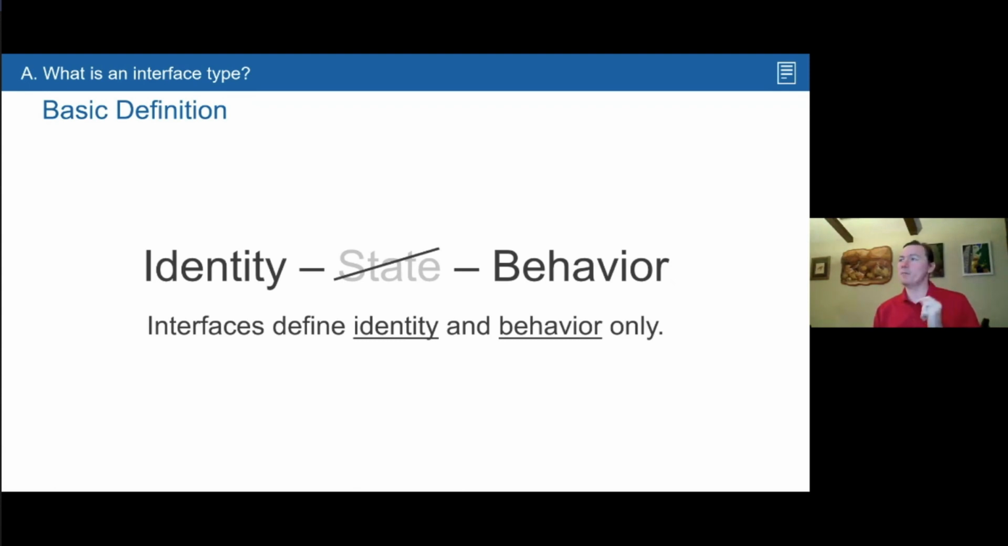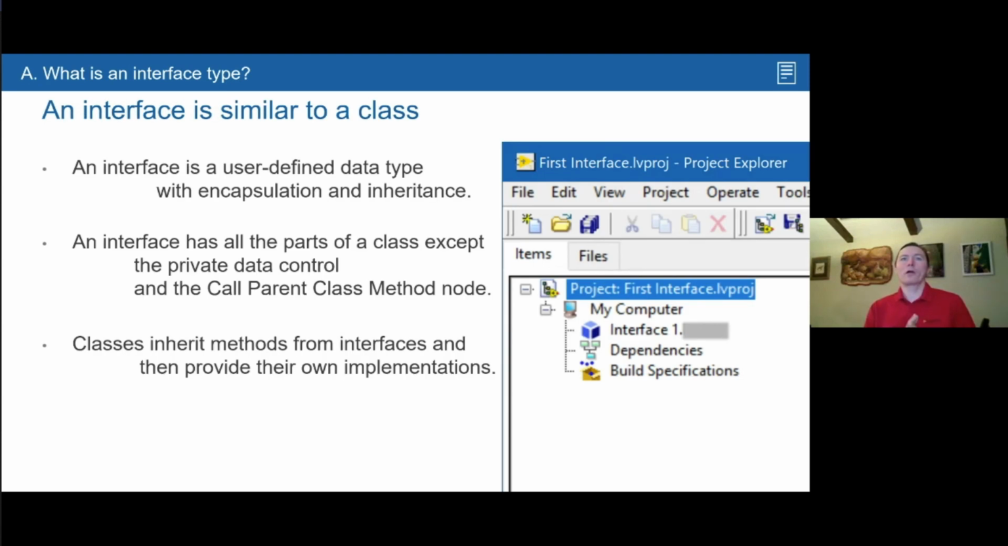Interfaces define identity and behavior only. They are a name and a list of functions. But they don't say anything about how to do this. All right. So an interface is a user-defined data type with encapsulation and inheritance. That's just like a class.